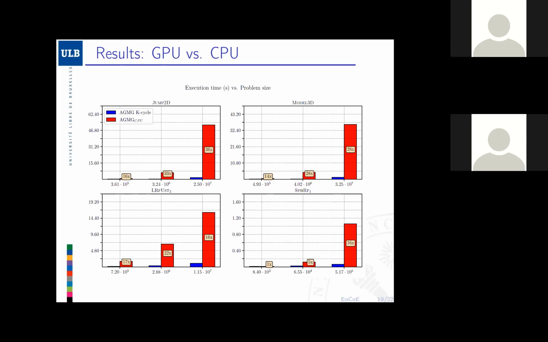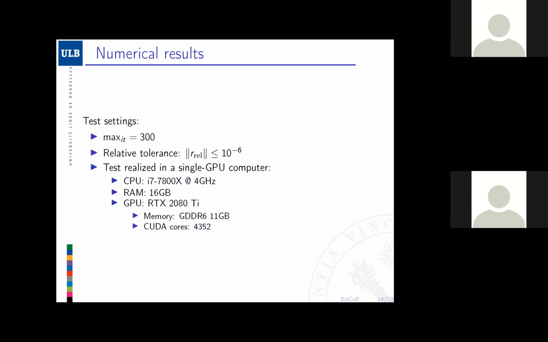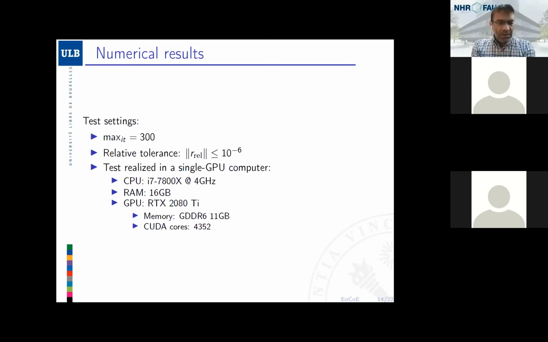All right. Yes, thank you for the question. So the machine is actually the same machine. We executed every test on the same machine. So we used this CPU with an OpenMP implementation. So it's a multi-thread implementation of AGMG that we use on CPU.